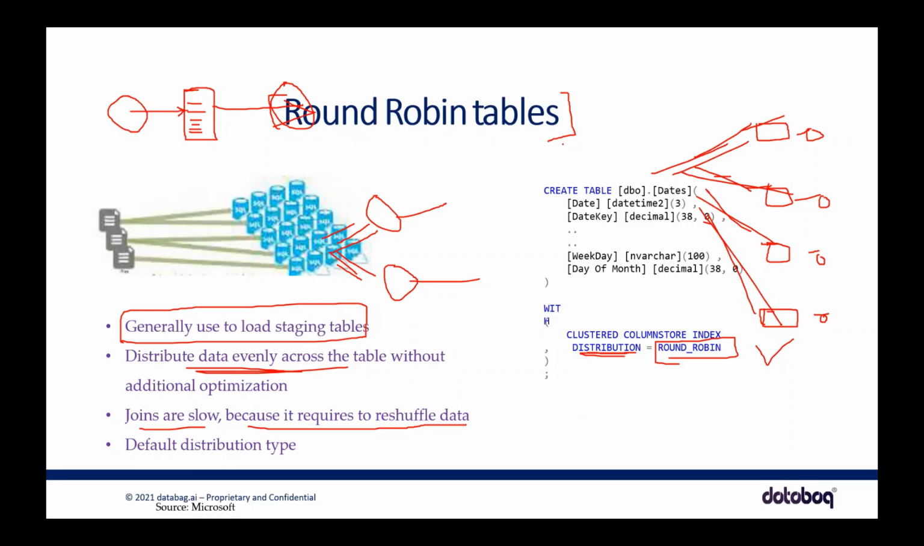Okay, so round robin is mainly used for loading the data, but for querying the data, it is not good, because reshuffling has to happen and the performance is not good in terms of query. But in terms of load, round robin is good. So whenever in the question you get that the data has to be loaded to staging, which distribution technique will you use? The answer is round robin.